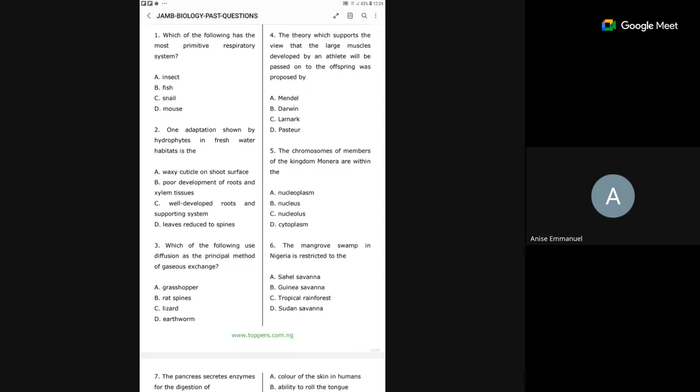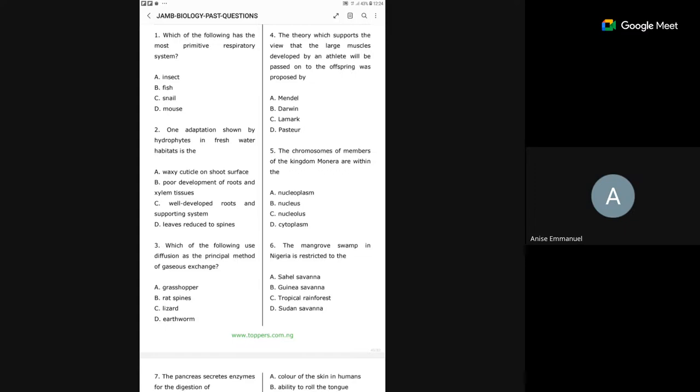We have five kingdoms of classification. We have five kingdoms proposed by R.H. Whittaker. There are five kingdoms: Kingdom Monera, Kingdom Protista, Kingdom Fungi, Kingdom Plantae, and Kingdom Animalia. These are the five kingdoms that we have.